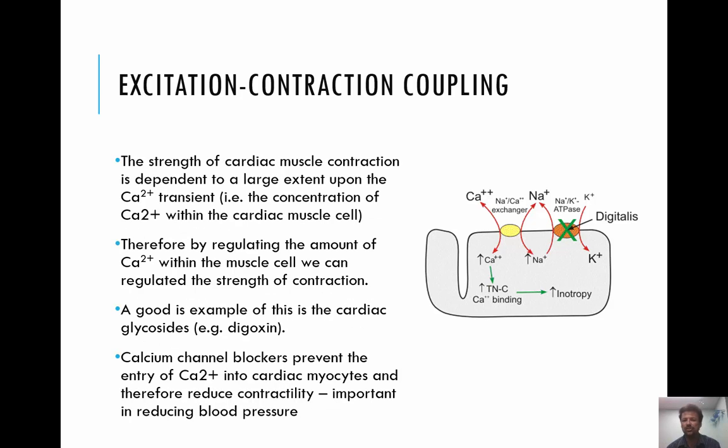Particularly, we can use it to change the amount of calcium in the muscle cell and increase or decrease the strength of contraction. And one drug which you've previously studied that does this is a group of drugs known as cardiac glycosides or digitalis, of which an example is digoxin. Now, what digoxin does is it inhibits the sodium-potassium ATPase pump. Now, remember what the sodium-potassium ATPase pump does. That pump pumps sodium out and brings potassium in.